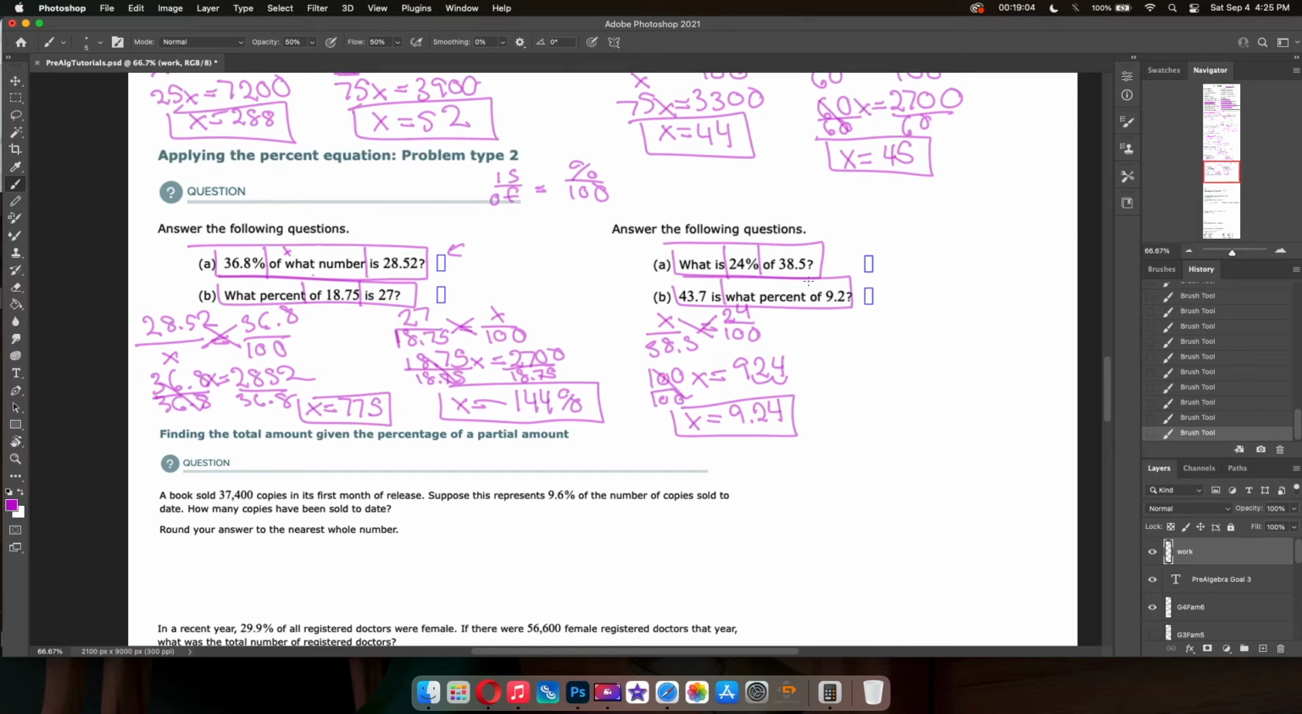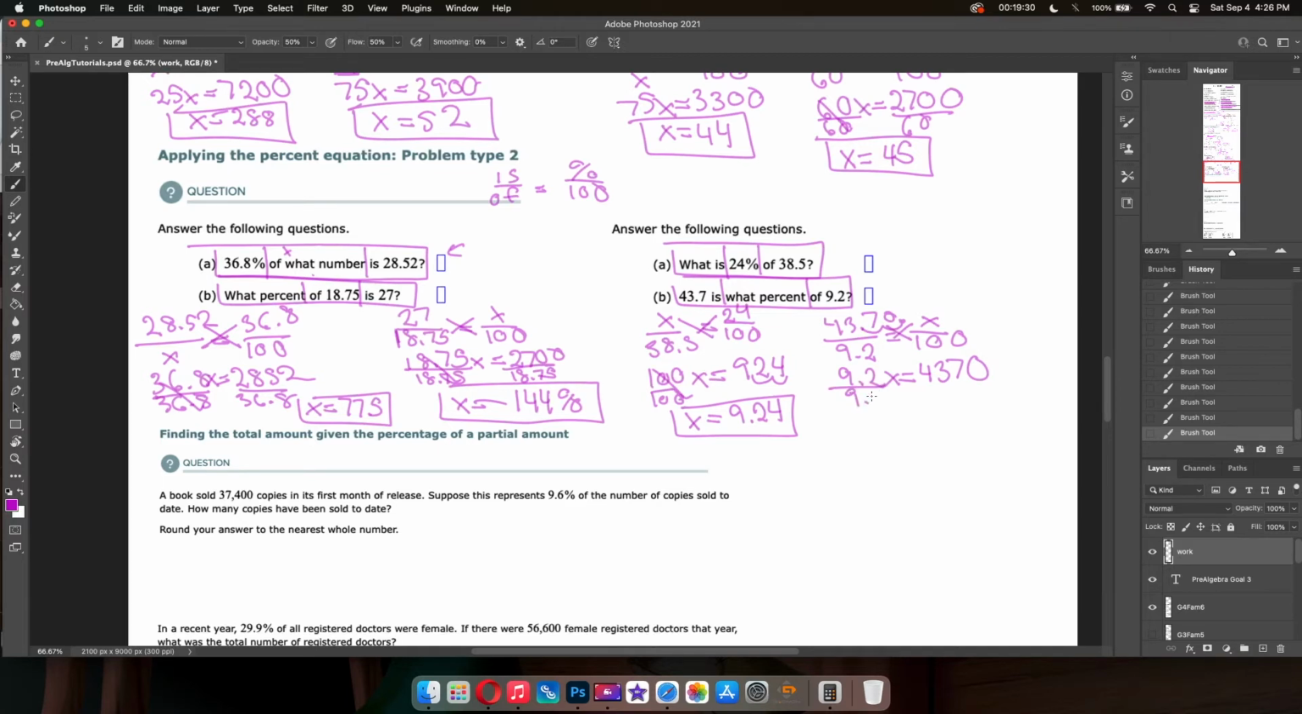43.7 is what percent of 9.2? So 43.7 is of 9.2. This is another one that's going to be over 100, I can tell. Cross multiply. So we have 9.2x equals 4370. I don't need a calculator for that because I'm multiplying by 100, so I move the decimal over 2 places, and that gives me the 0.